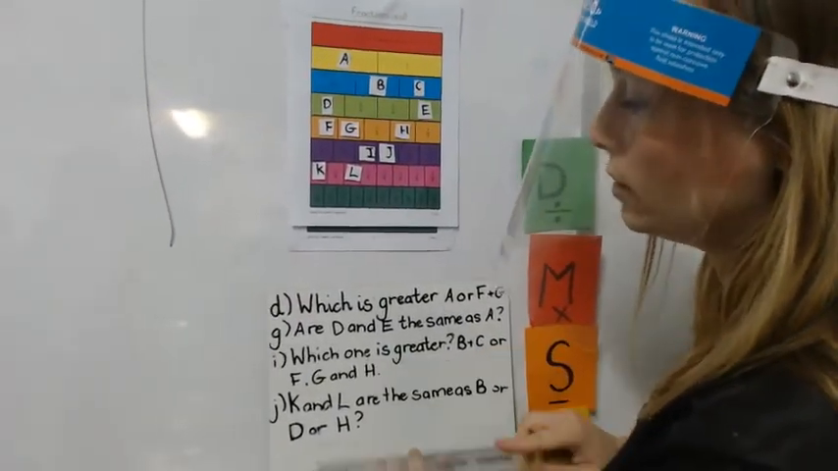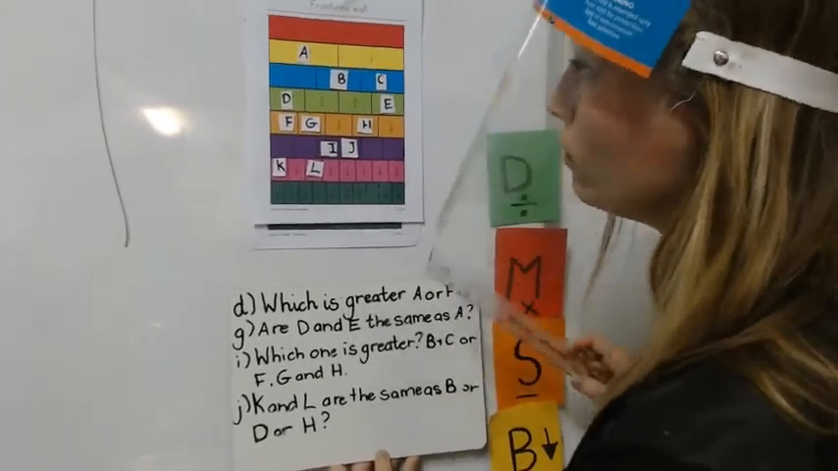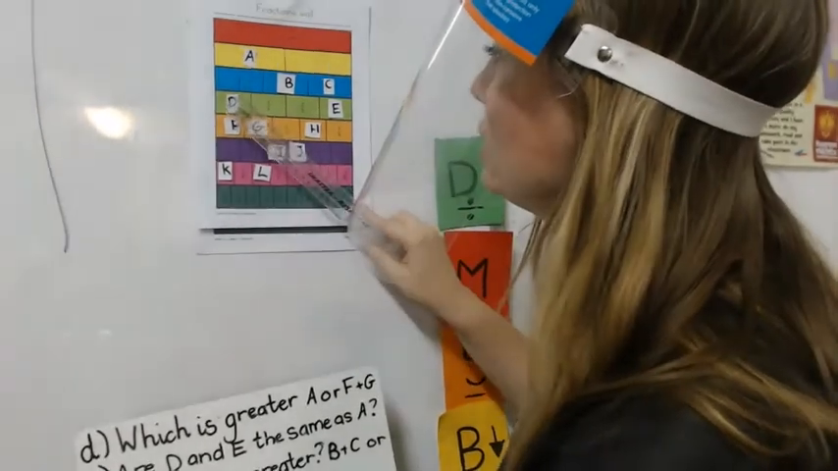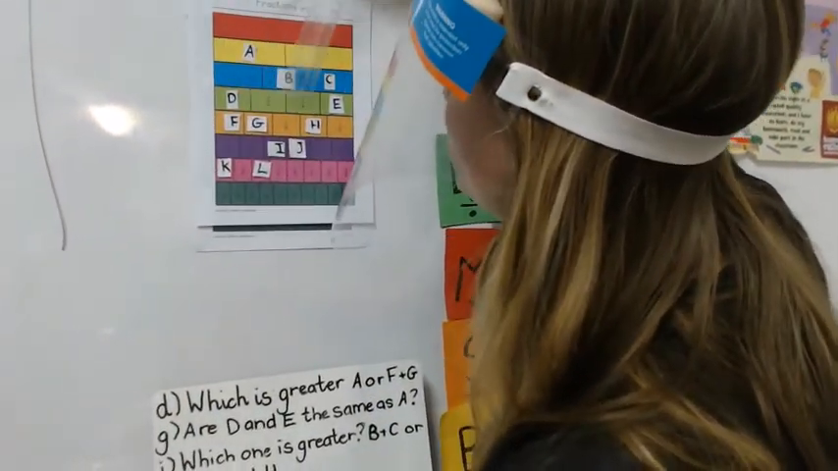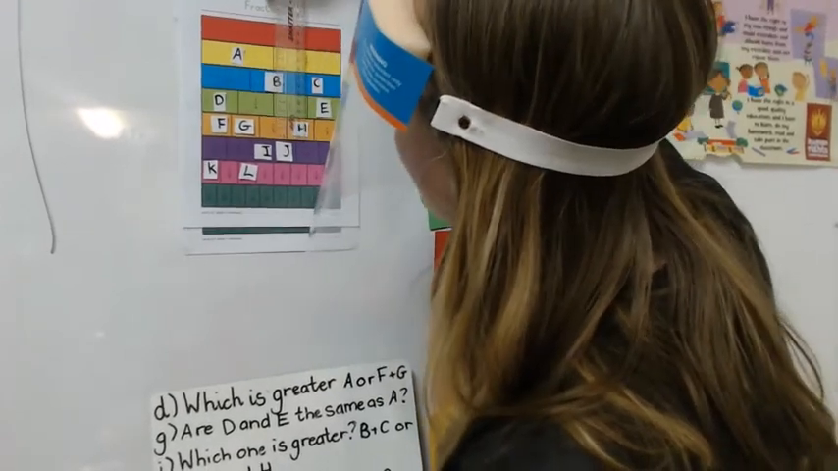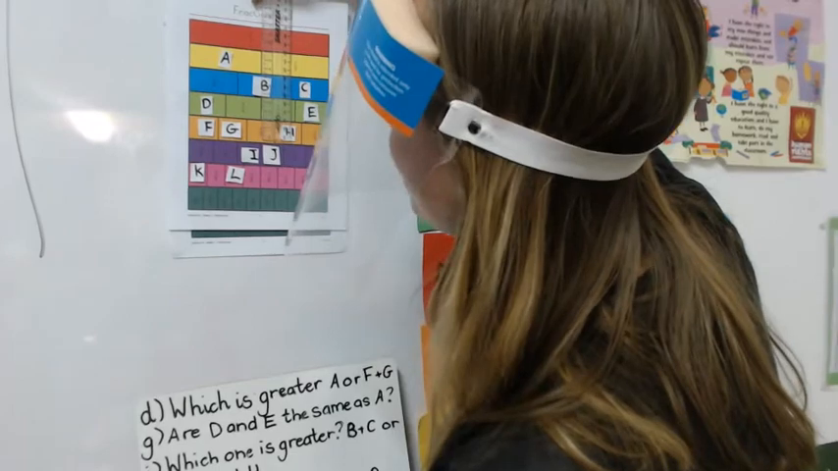Then you look at question number D. Are D and E the same as A? Well, let's go and have a look. So they say D and E. So they're saying, are they together? So that would be 2/4, D and E. Are they the same as A? 2/4. Yes, they are the same. D and E, 2/4, are the same as 1/2, which is A.